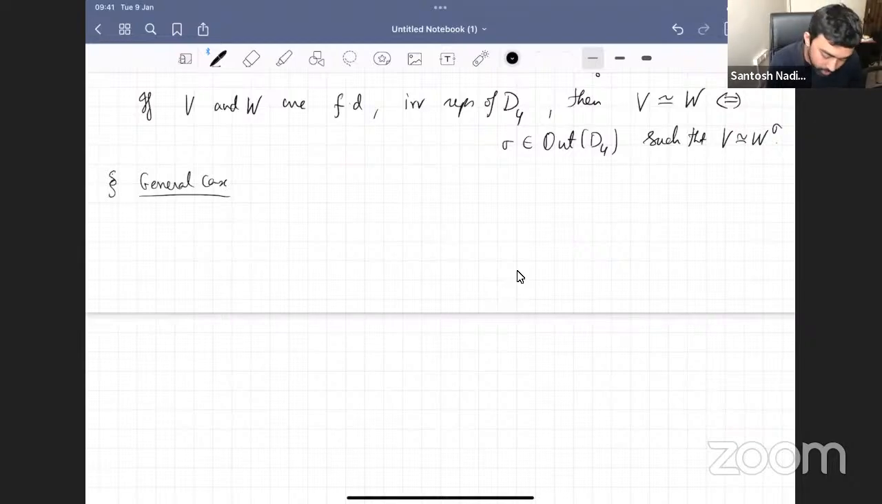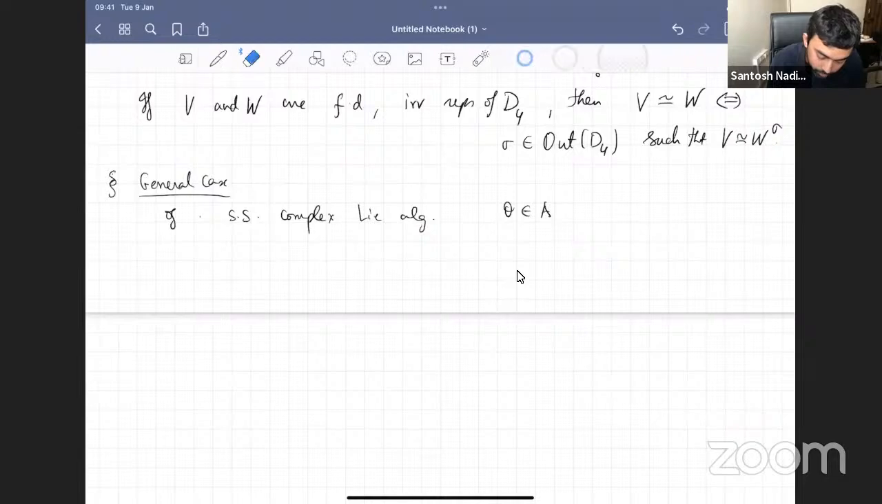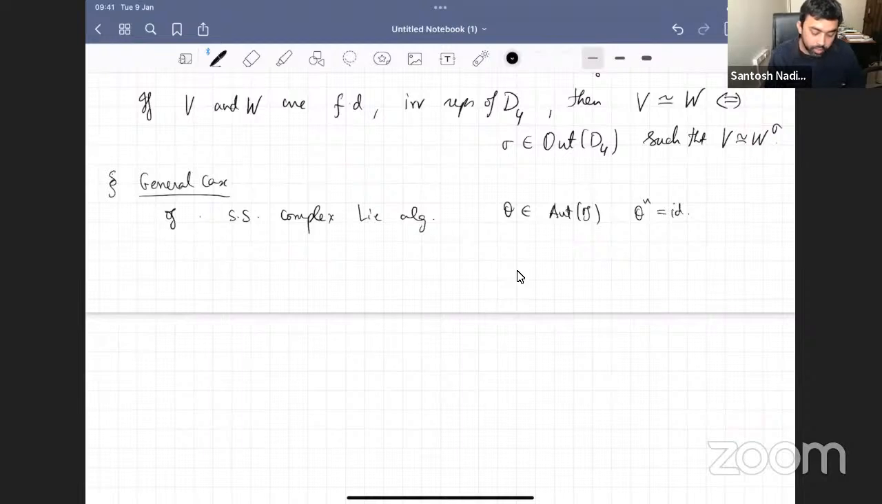So let G be, as usual, a semisimple complex Lie algebra, and theta inside the outer automorphisms of G with theta to the power n equal to the identity. Now, this is a result of Steinberg in his famous lecture notes on endomorphisms.